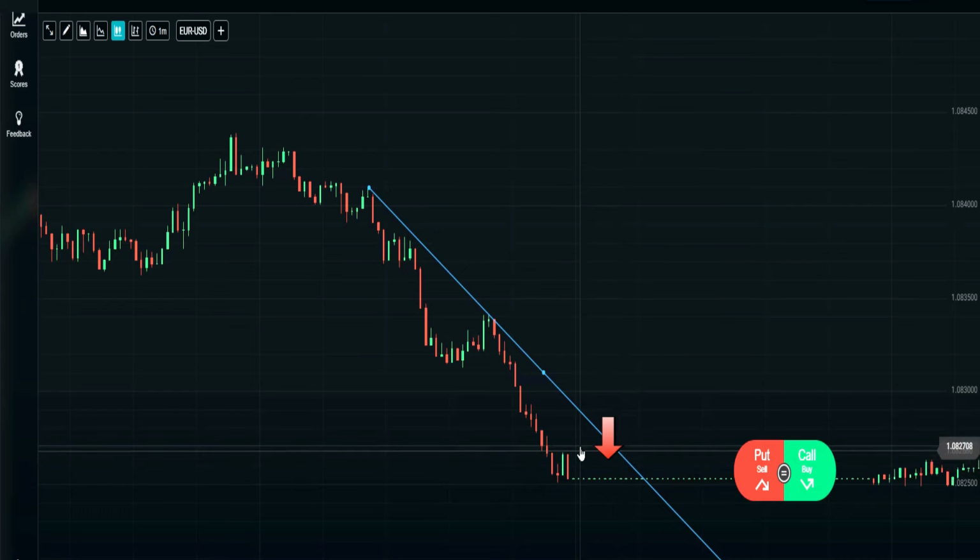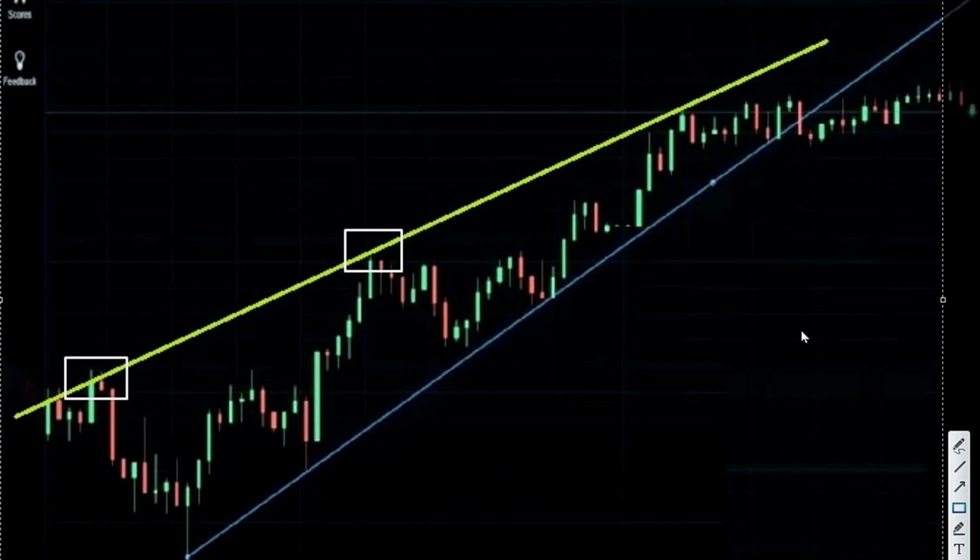For example, if the trend is bullish and we trace the trend line by combining the upper swings, we would find ourselves in a position to open a transaction contrary to the current trend. Vice versa for the bearish trend.